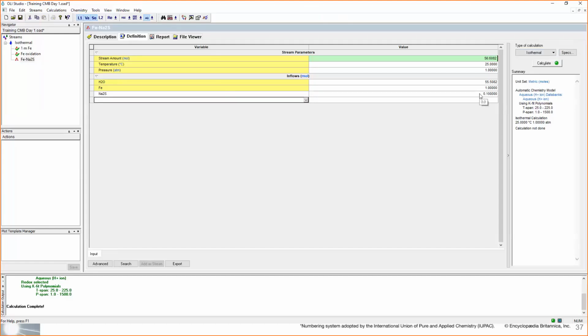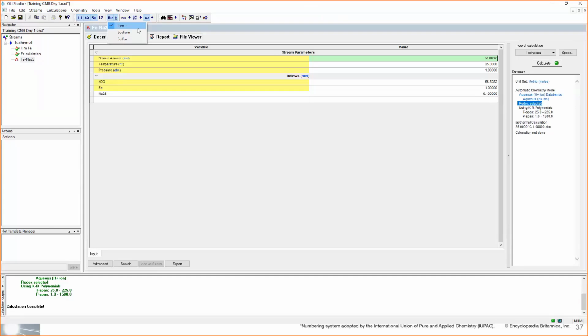Okay. And then we make sure we turn on the redox. Check that we have the redox selected here. And I want you to notice something. There is a drop-down arrow next to the redox. And if you click on it, you'll see that only the transition metal was selected.